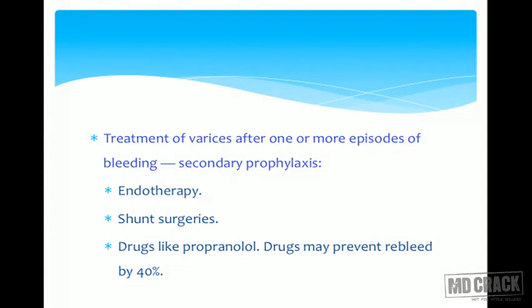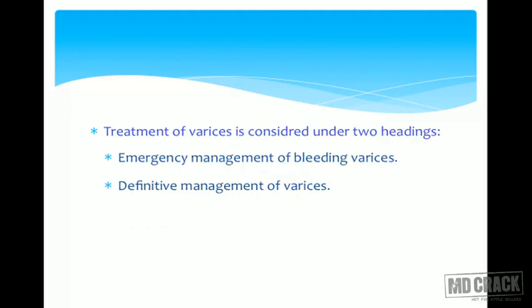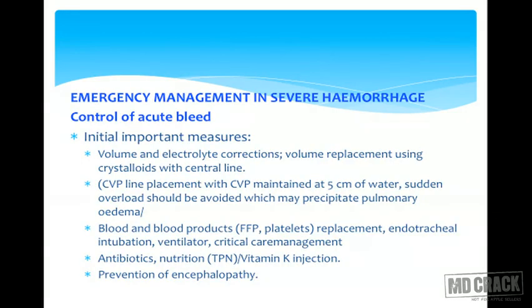Treatment of varices after one or more episodes of bleeding is secondary prophylaxis. We have endotherapy, shunt surgeries, and drugs like propranolol. So treatment for varices is considered under two headings: emergency management of bleeding varices and definitive management of varices. Whenever there is bleeding, you have to resuscitate the patient and manage acutely to reduce the bleeding, and once the bleeding is controlled, these patients are subjected to definitive management so that they do not rebleed further. So what is emergency management? You should control the acute bleeding.